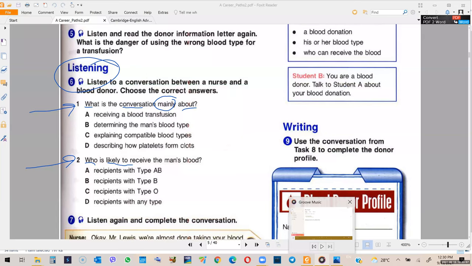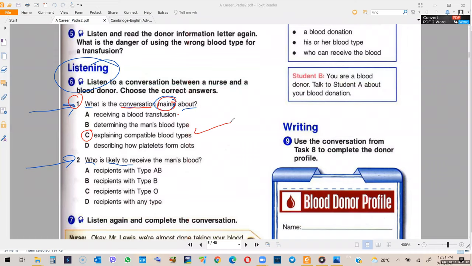Okay. So for question one, what is the conversation mainly about? A, receiving a blood transfusion; B, determining the man's blood type; C, explaining compatible blood types; or D, describing how platelets form clots. So the answer is very good. It is C, explaining compatible blood types. Number two, who is likely to receive the man's blood? Recipients with type AB, recipients with type B, recipients with type O, or any type? The answer is A, very good, because she said recipients with type A and AB.